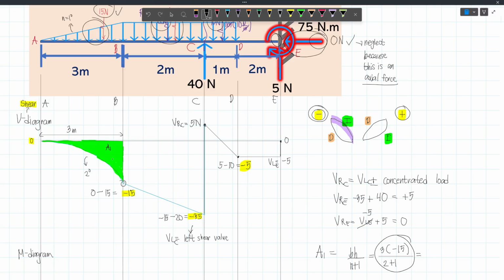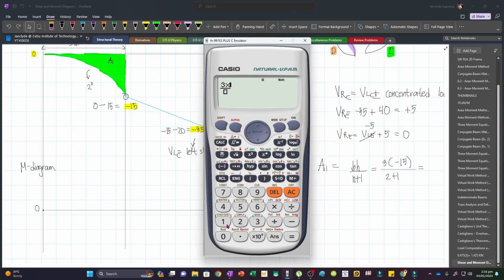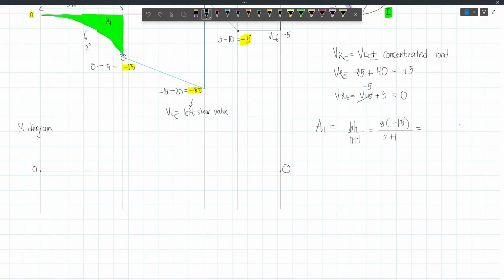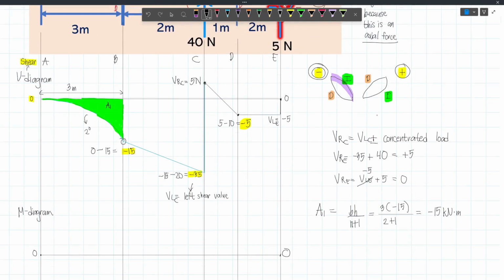And so writing this in our calculators, we have 3 times negative 15 and then over 2 plus 1, that will give us negative 15. So this is negative 15. And then this will be in Knm. We know that the shear diagram is in Kn because it only talks about the loads or the forces. And so itong 15, this is in Kn. And since we are multiplying by 3 meters, that will be Knm. Because itong nasa denominator, that's unitless. So again, this is in meters. Para ma-orient na kayo sa units.